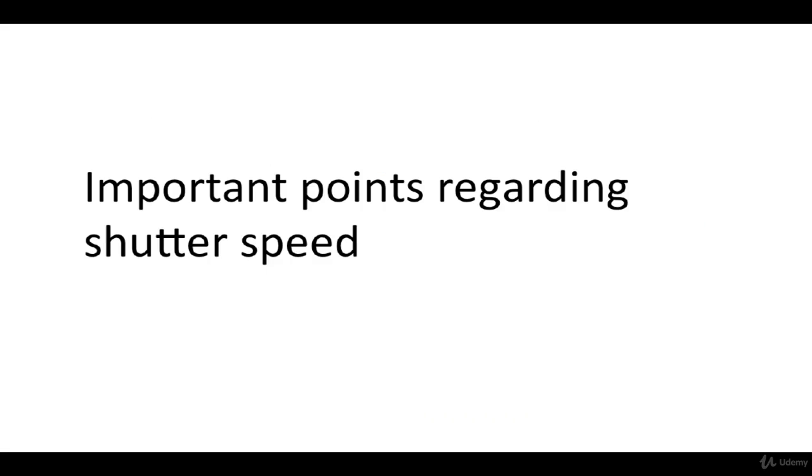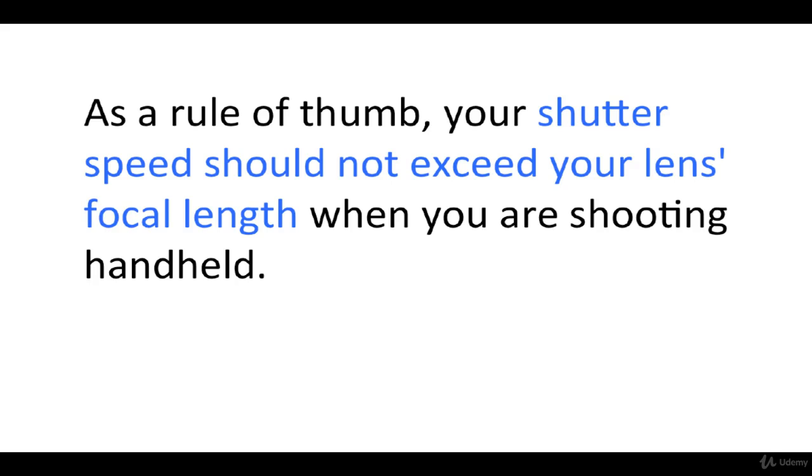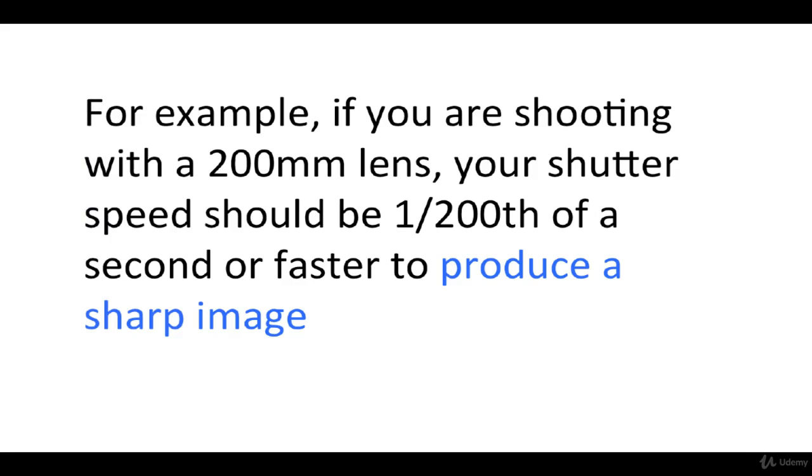Important points regarding shutter speed. A rule of thumb: your shutter speed should not be slower than your lens focal length when you are shooting handheld, when not using any tripod. For example, if you are shooting with a 200mm lens, your shutter speed should be 1/200th of a second or faster to produce a sharp image.